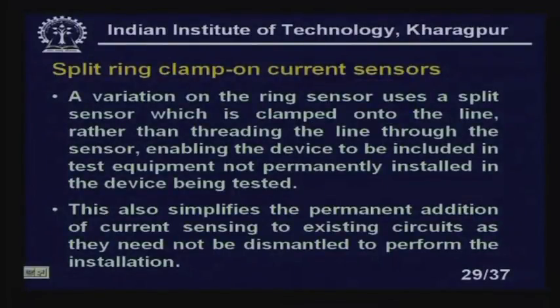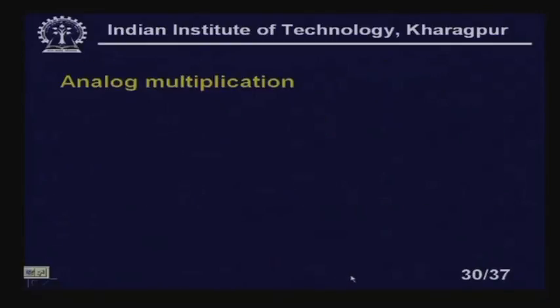This also simplifies the permanent addition of current sensing to an existing circuit, as it need not be dismantled to perform the installation. So you do not have to dismantle that. This is one way, using a clamp-on sensor, and it is good because you do not have to dismantle the entire system.